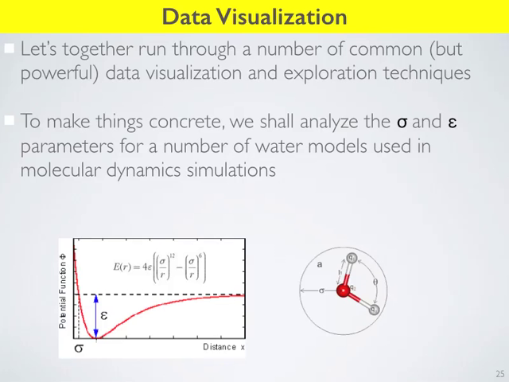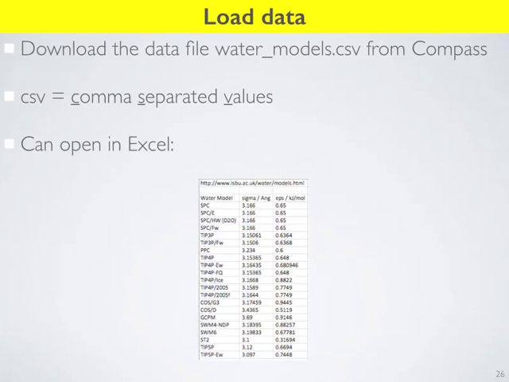Different models for water come with different epsilons and sigmas. There's the SPC model, the TIP4P model, the TIP5P model, the TIP2P model. They all come with different epsilons and sigmas. So we're going to use this dataset of the epsilons and sigmas from a bunch of water models to illustrate some plotting in MATLAB.